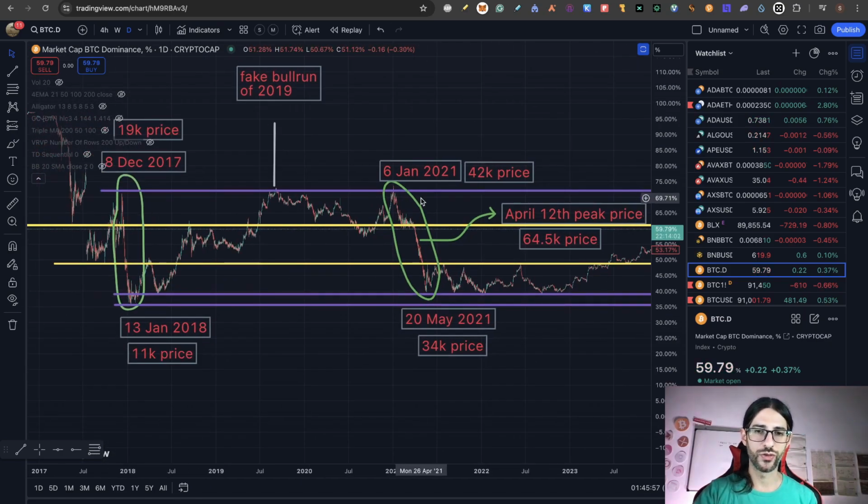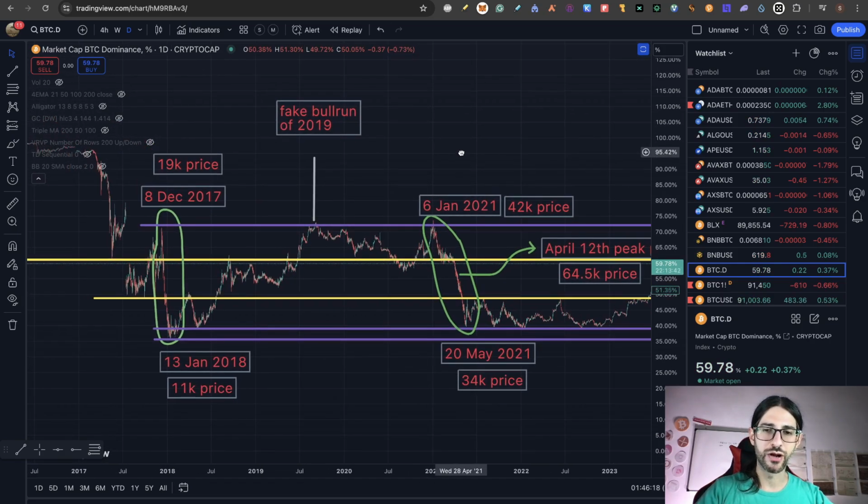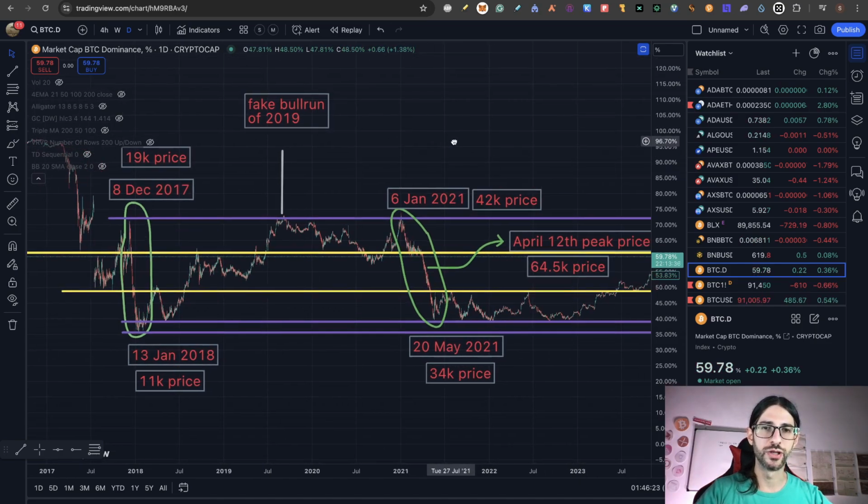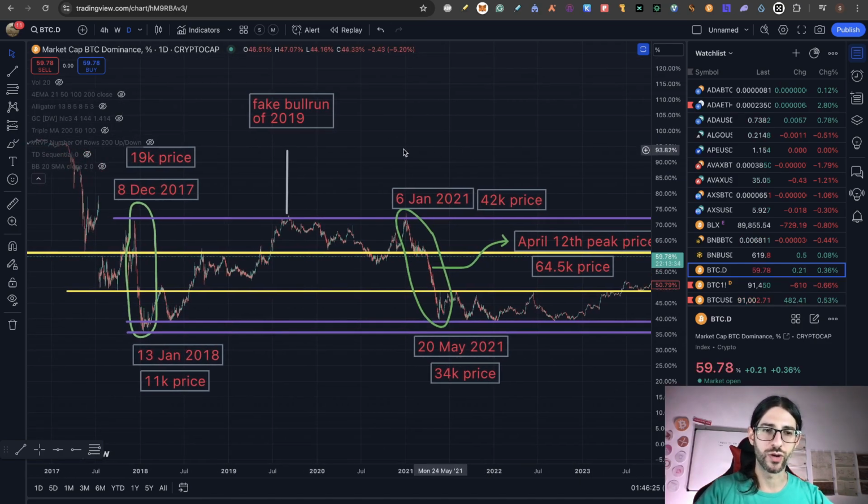The difference with the previous bull cycle is that this took more time. This was almost 3 months from the peak of the Bitcoin dominance until we reached the 40% of dominance. This was 4 months. Now at this point, I think it's very clear how this could help you to try to predict where Bitcoin is in terms of the peak of the bull run or not.